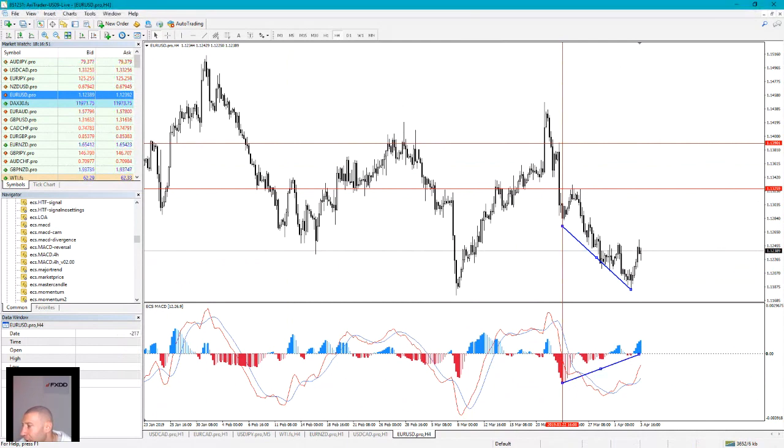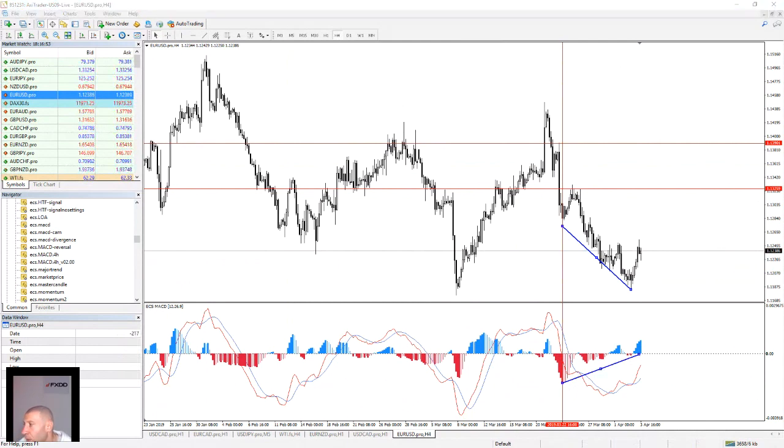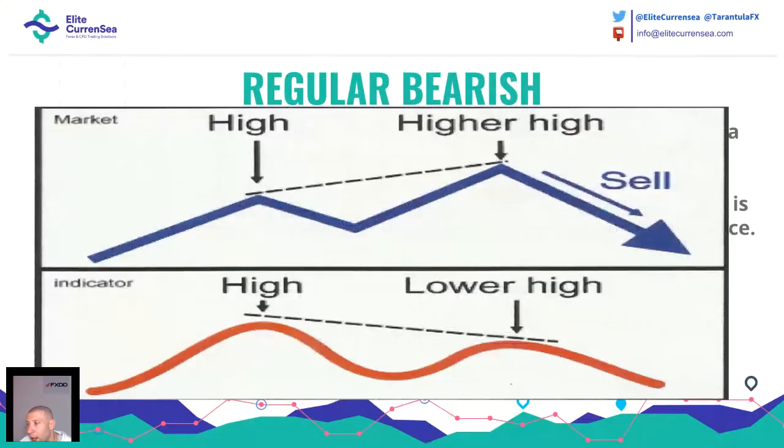Now, let's see if we have an example for, yeah, let me see. It's regular bearish next. This is regular bearish. We have some sort of megaphone at the top. A higher high on the price and a lower high on the indicator. Okay. Higher high on the price, lower high on the indicator.